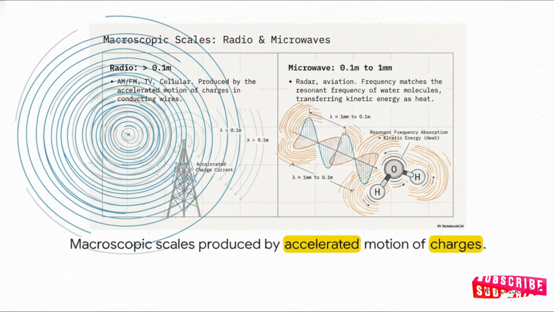Massive radio waves, which are greater than 0.1 meters in length, are produced by accelerated charge currents in aerials, like towering cell phone masts. Meanwhile, microwaves are incredibly special because their wavelength perfectly matches the resonant frequency of water molecules.